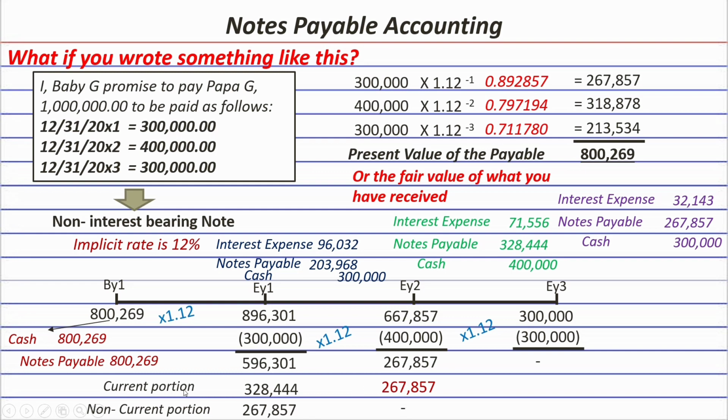Okay? One last thing before we end this video. I told you that the very first step in accounting for non-interest bearing notes payable is to get the present value of the payable, right? Now, there is an exception to that, and that is if the maturity term is 1 year or less, don't discount anymore because the discount effect is very immaterial. Okay? So that's it for this video.